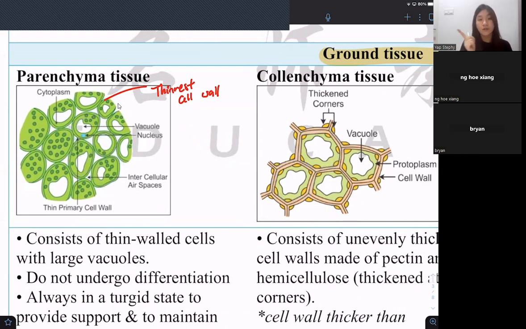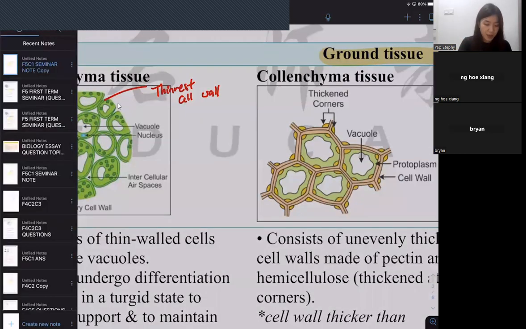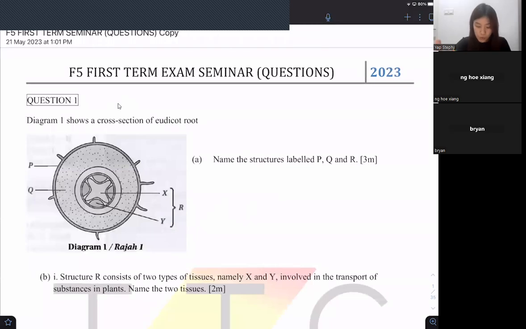How can you identify the parenchyma and the collenchyma? This is the first one, based on the diagram. Second, based on the question. Okay, sometimes for the question, they will give you hints. For example, you can see it here. I will show you the example.